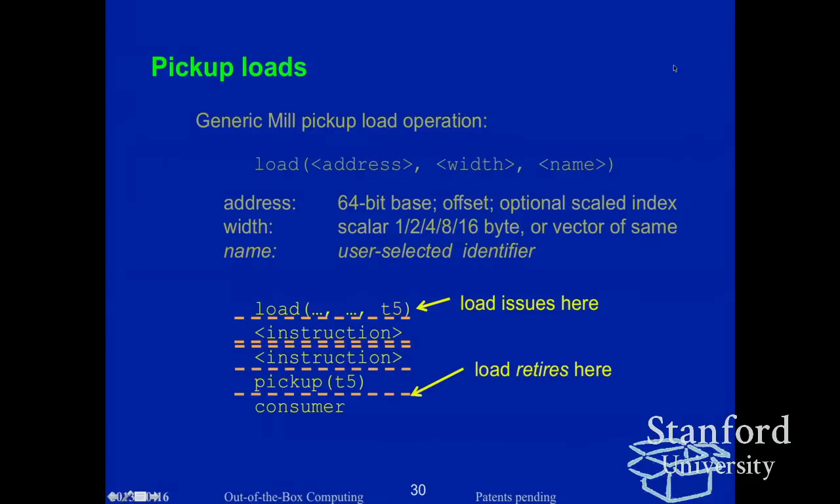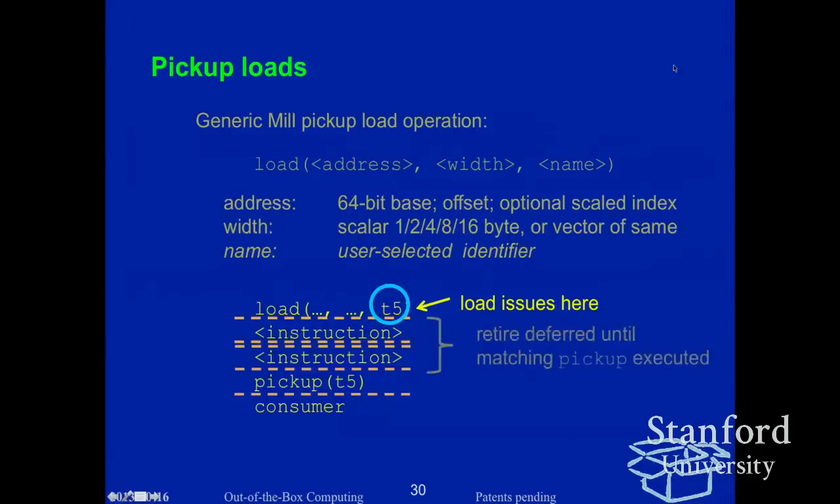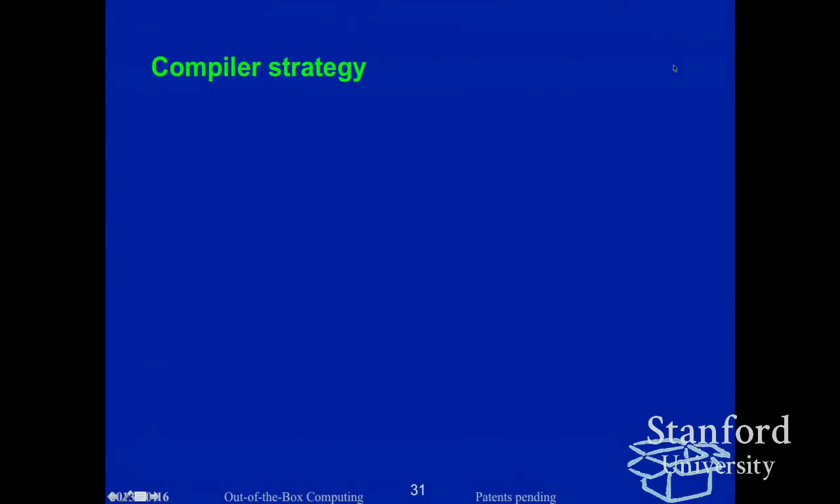It does not matter what control flow there was between the load and its retire, or how many cycles there were in between. We're not going to do anything until the corresponding pickup gets executed. The pickup load issues there. The retire is deferred until the matching pickup is executed, and we're done.